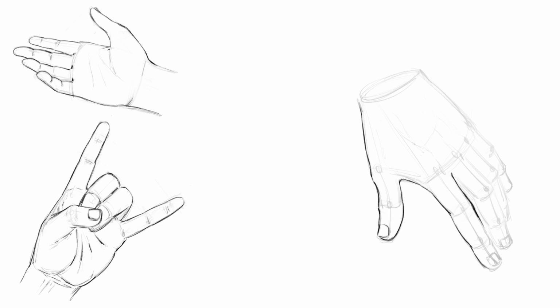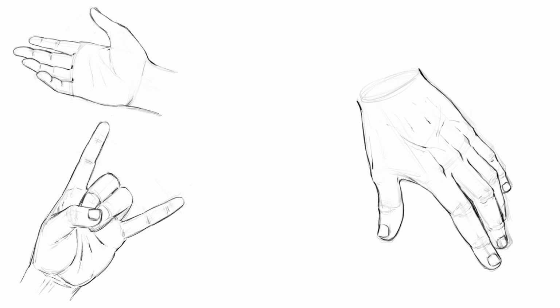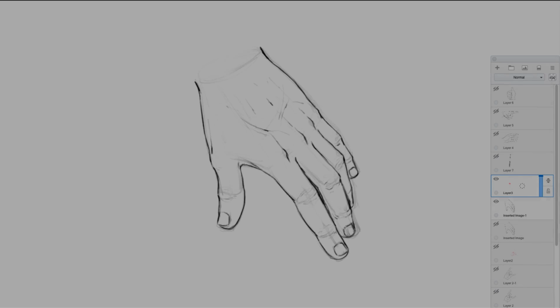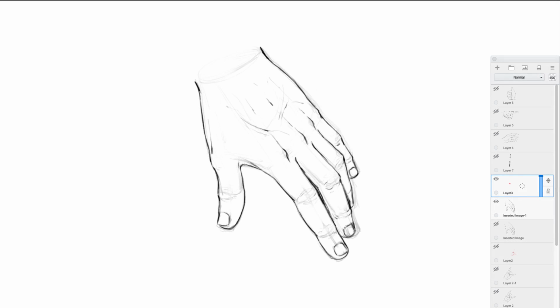And again, it's very important to just try a variety of these poses because each one is going to teach you something, and you're not just going to get good at hands overnight. It's going to take hundreds, if not thousands of attempts. And I don't mean to discourage you there, but I just want you to be ready that it is hard work, but it is very worth it. Hands are just very much part of a story, so you need to get good at them to tell that story.